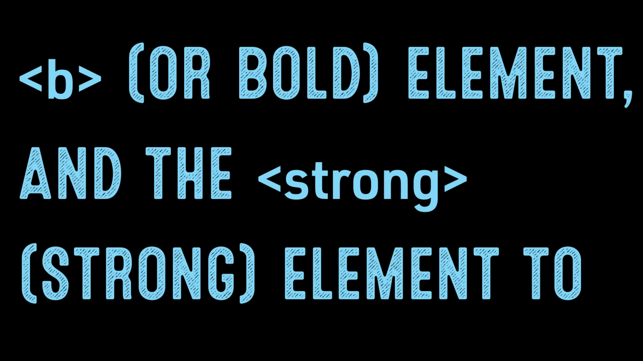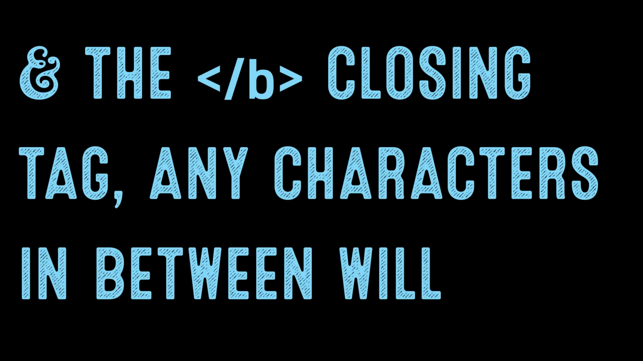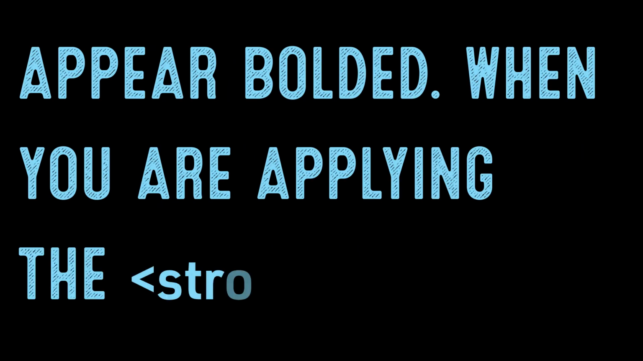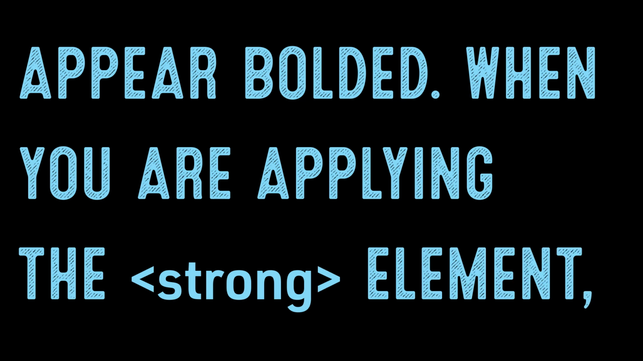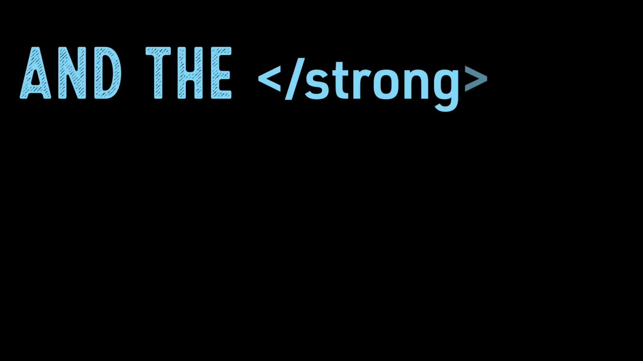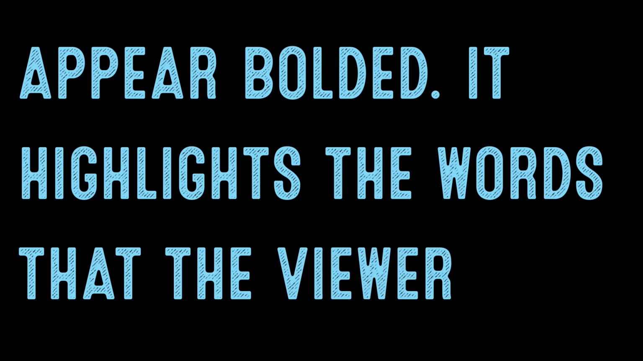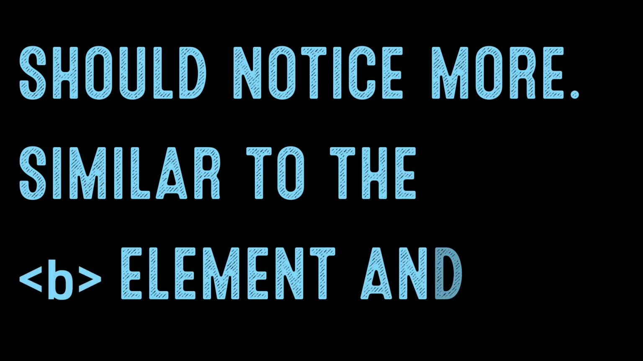So we can look at the bold or B element and the strong element to understand the differences between structural and semantic markup. When you apply the B opening tag and the B closing tag, any characters in between will appear bolded. When you are applying the strong element, it is indicating that the content between the strong opening tag and the strong closing tag is important. However, the default result in both cases is that the words will appear bolded. It highlights the words that the viewer should notice more.